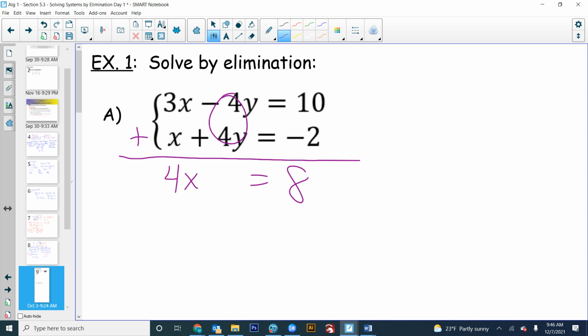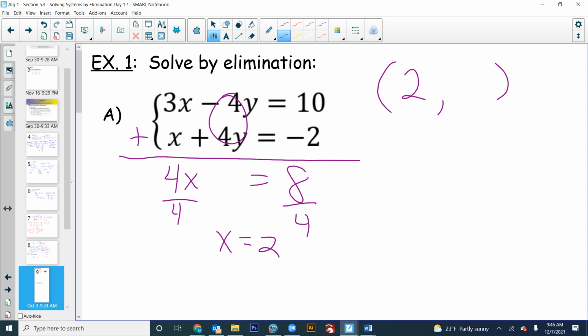It's nice. So now what do you do to solve for x? Divide by 4. Okay, now we got that. We're not done yet, because we have to get y. Does it matter which one you plug into, top or bottom? It doesn't matter. They're both about the same. I would probably plug into the bottom one just because I'm not dealing with negative 4. Let's plug into the bottom one.